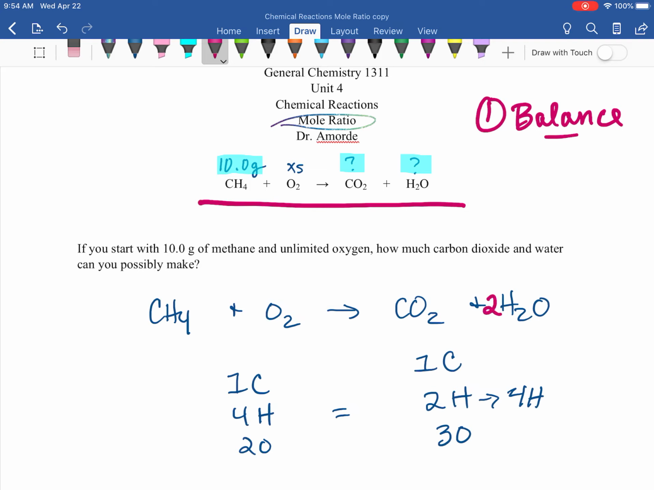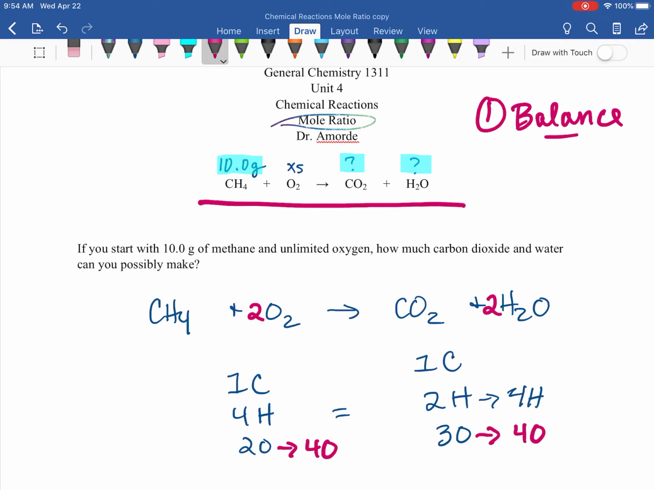All right, let's fix the hydrogens though. We need to go up to 4 hydrogens. So how do we do that? I'm going to add a 2 here. And now that jacks with our oxygen. Oh, now we go up to 4 oxygens. So we're good on carbon, we're good on hydrogen.